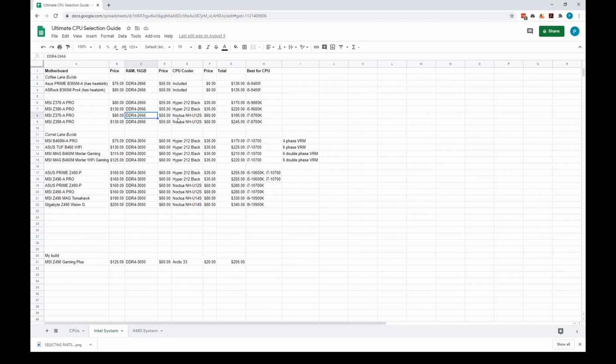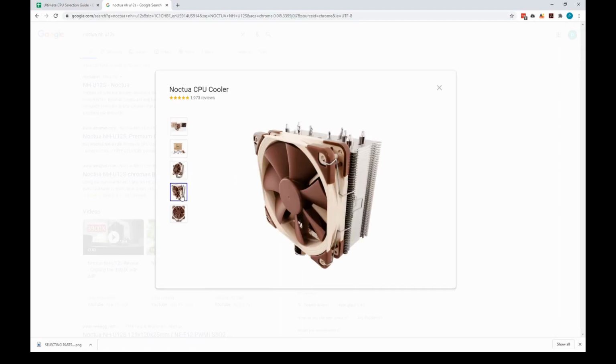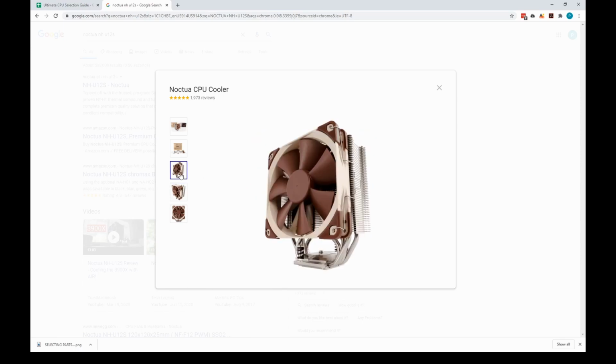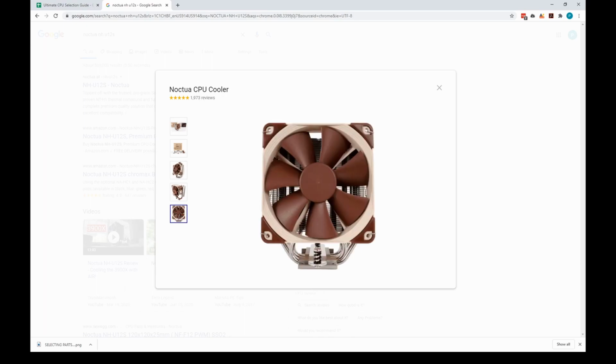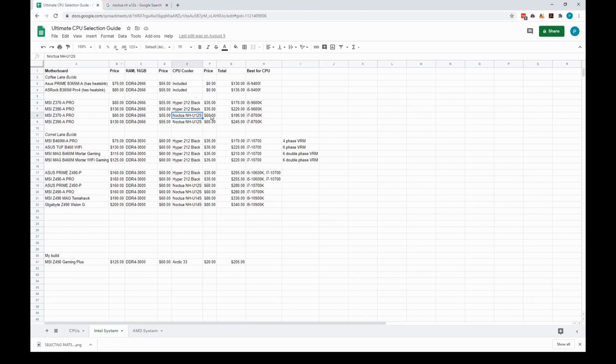Same RAM speed, but I'm upgrading the cooler here to the Noctua NH-U12S, and it's a great cooler. It has 5 heat pipes, and it's rated to take on the i7 8700K on the actual Noctua website, so that's why I selected this cooler, and it's $60. All these prices are before tax, just so you know. And then this is just a total of all of them.